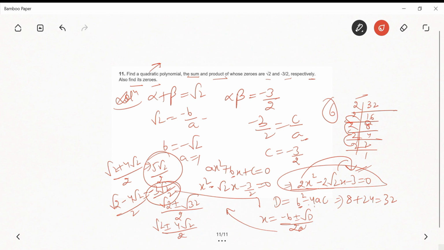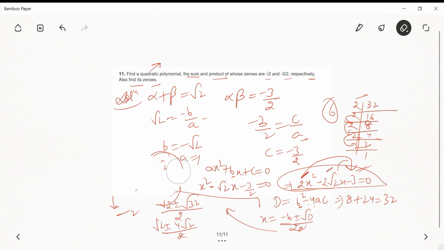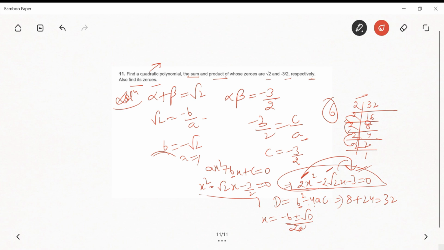Okay, one more thing. I guess we have done some mistake here. See, the value of a is 2 and the value of b is 2 root 2 now. Wait, let me solve it again. Discriminant is correct. That is 32. So minus b, that is 2 root 2. So 2 root 2 plus minus root 32 divided by 2 into 2, that is 4. Okay, so root 32 is 4 root 2.